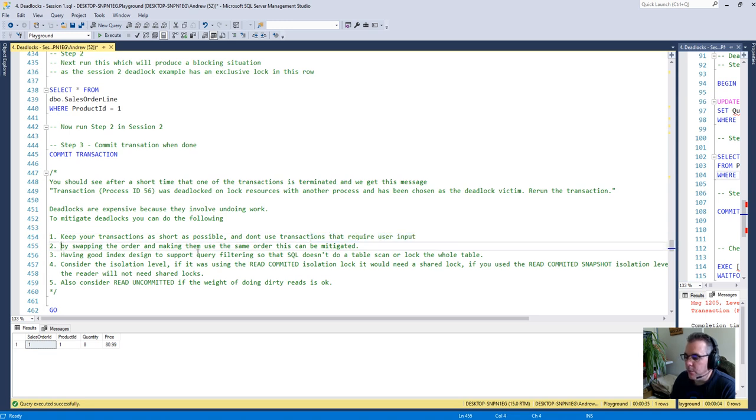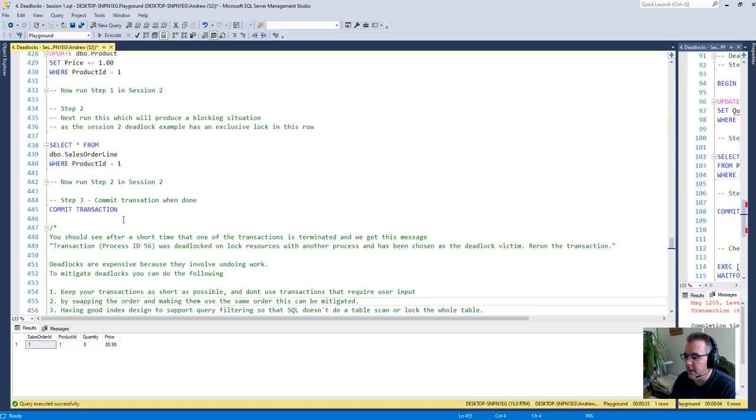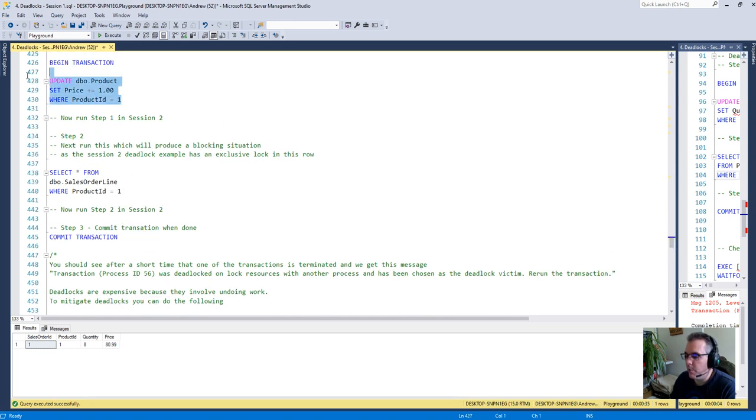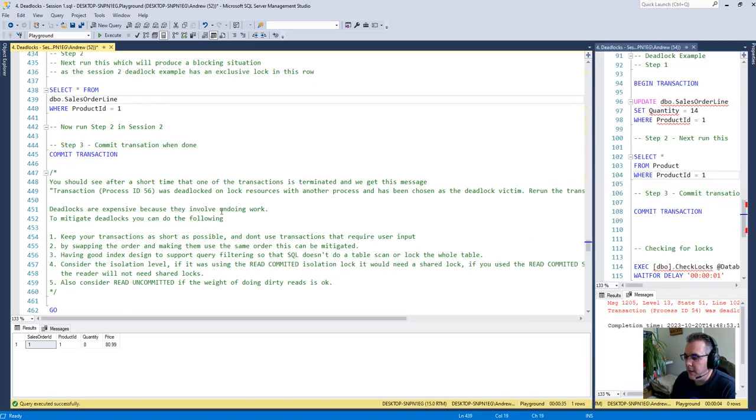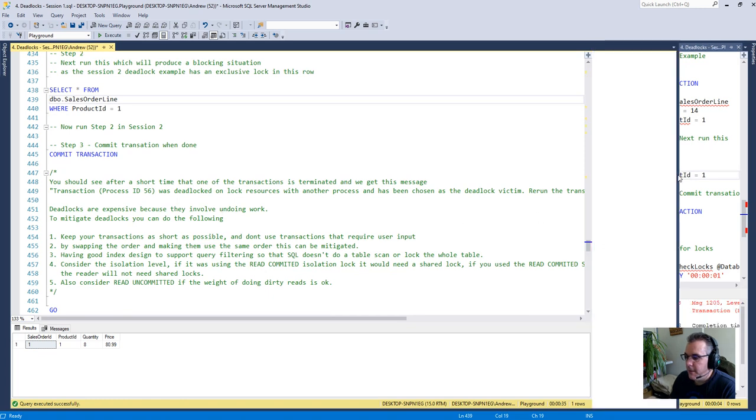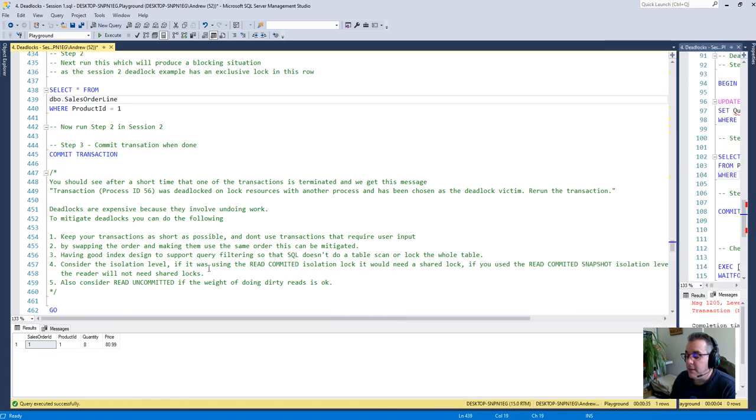By swapping the order and making them use the same order, this can be mitigated. So if the other statement had got the product and then the sales order instead of the sales order and the product, the deadlock could be mitigated. Having good index designs to support query filtering so that SQL doesn't do a table scan or lock the whole table is another option. So good indexes are key.